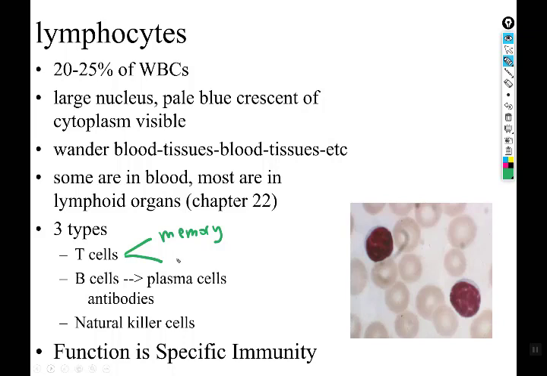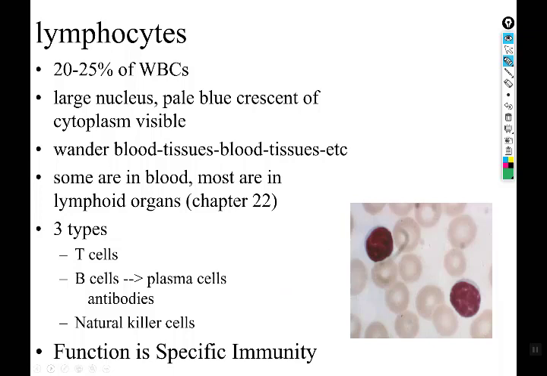memory and helper. And then also plasma cells. So this categorization gets very, very complex very quickly with the lymphocytes, and that's one of the things that we're going to have to address more robustly in the lymphatic and immunity chapter rather than here, so I'm just going to gloss over it relatively quickly.